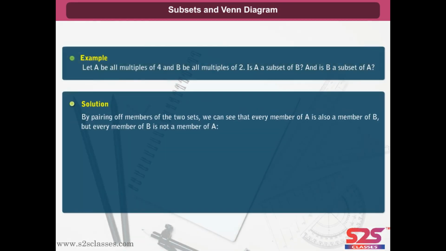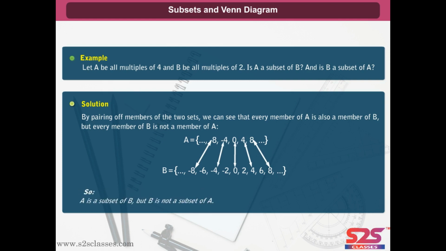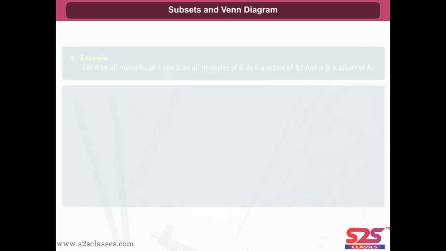Look at the two sets. By pairing members of the two sets, we can see that every member of A is also a member of B, but every member of B is not a member of A. So, A is a subset of B, but B is not a subset of A.